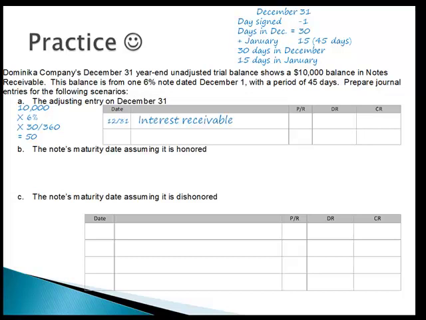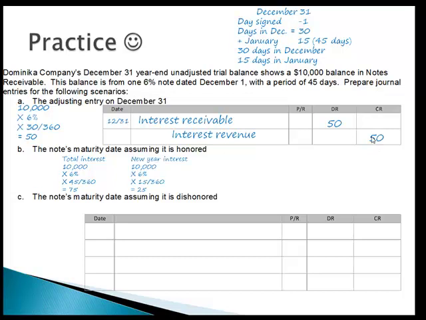So on December 31st, we record interest receivable, because we've not yet received it, we're going to receive it in the future, for $50, and interest revenue for $50. This is the amount that was earned in the old year. The total amount of interest earned will be 10,000 times 6% times 45 over 360. So we earned $75 in total interest revenue. $50 was earned in the old year, and $25 will be earned in the new year. 10,000 times 6% times 15 days in January over 360 is $25 that will be earned next year.